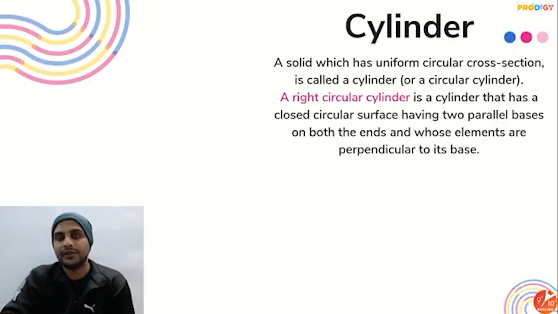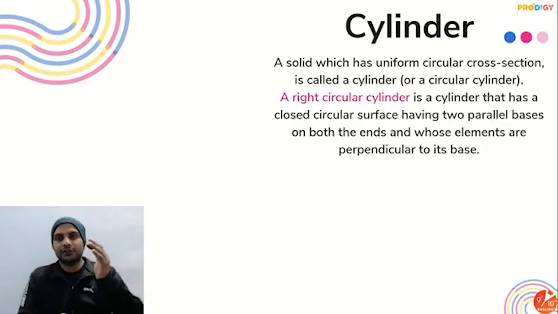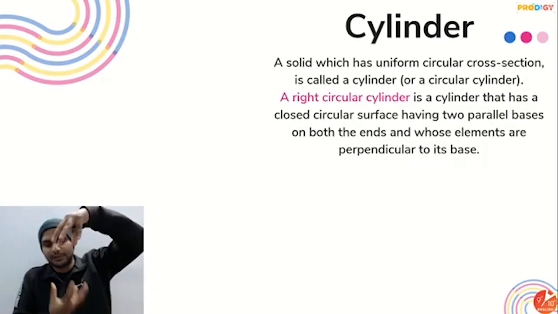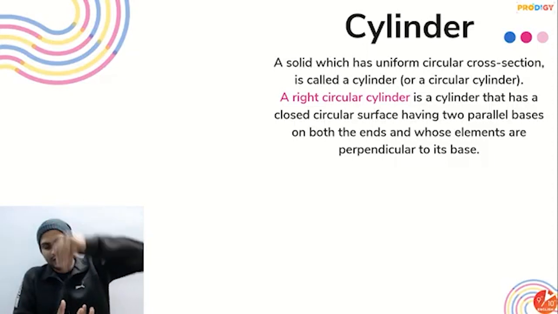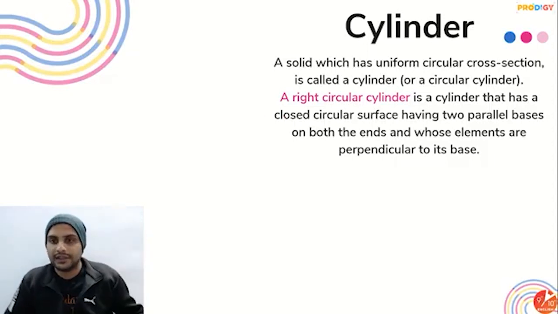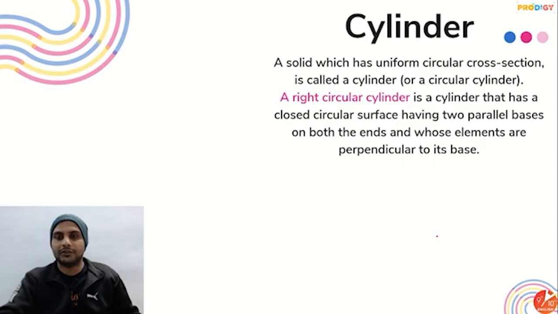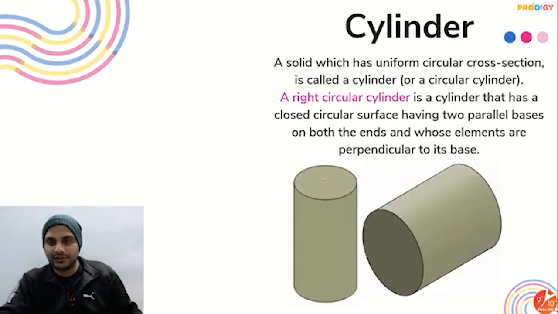So a right circular cylinder is a cylinder that is a closed circular surface having two parallel bases. That means the circle at the top and the circle at the bottom, their centers are in a straight line. Okay, both the ends whose elements are perpendicular to its base. Okay, this is a right circular cylinder.